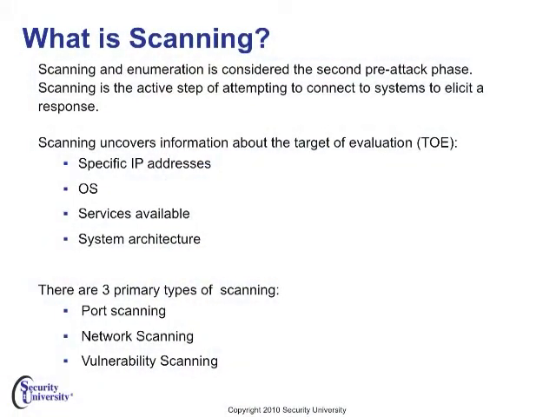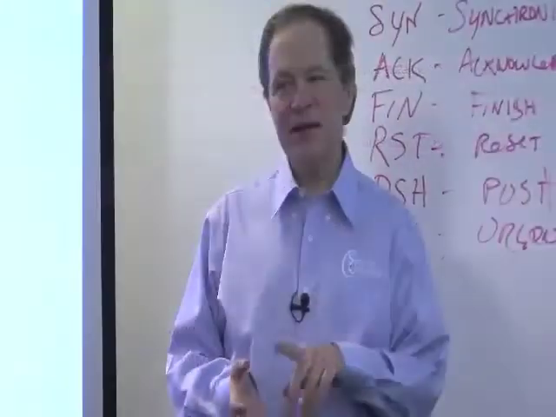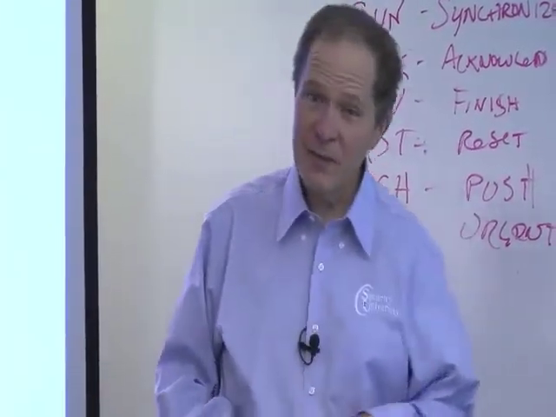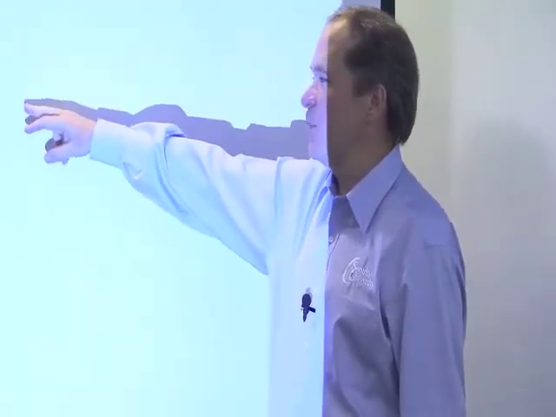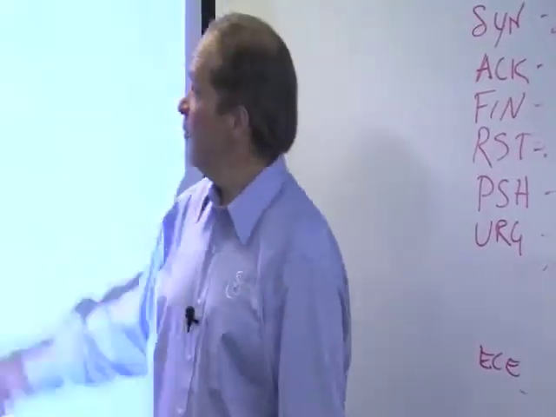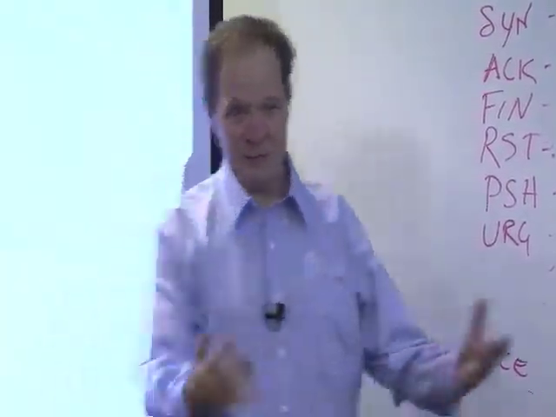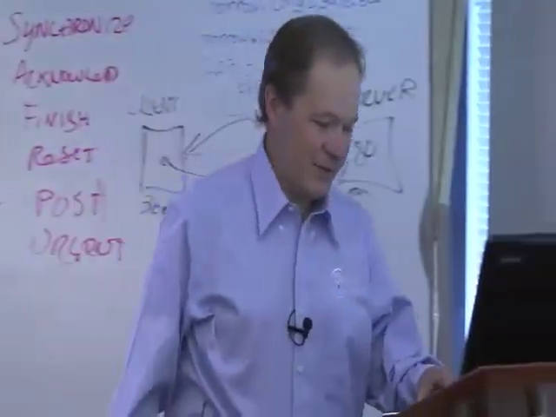There are all different types of scans. Remember the question about which of these is not a formal terminology for a scan. So we've got network scanning, port scanning, and vulnerability scanning here. So we can look for targets of evaluation: specific IP addresses, operating system, services available, architecture. These are the three types. Remember on that question, what was the type that was not one of these? That was the target. But we do use the terminology target. That's the object of our scan, right?